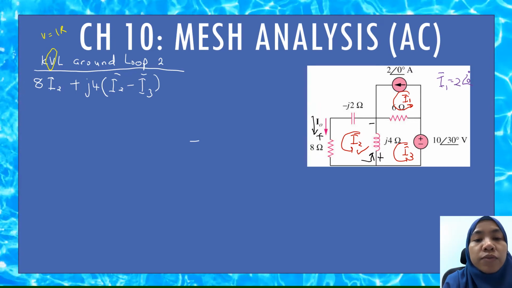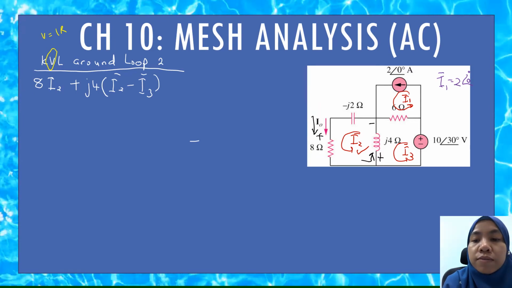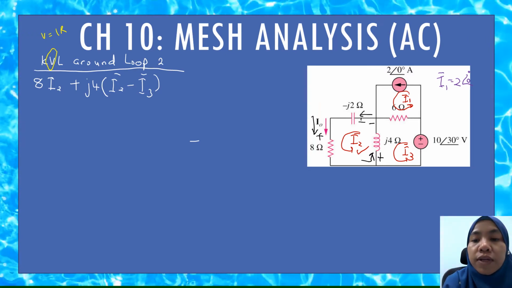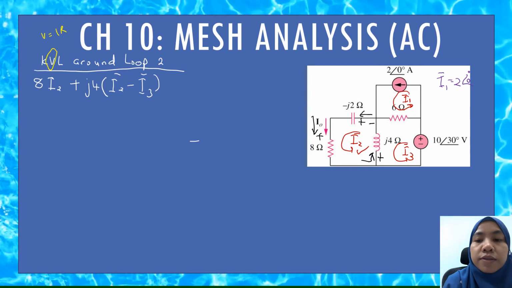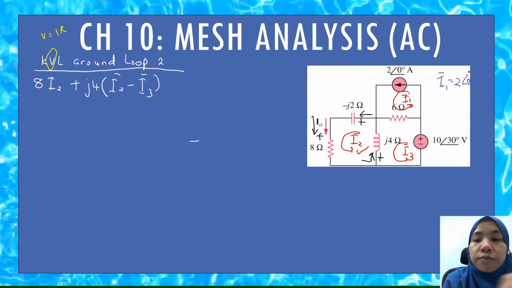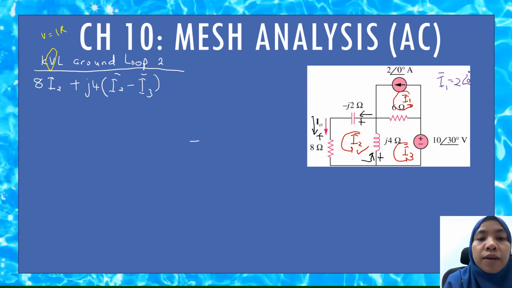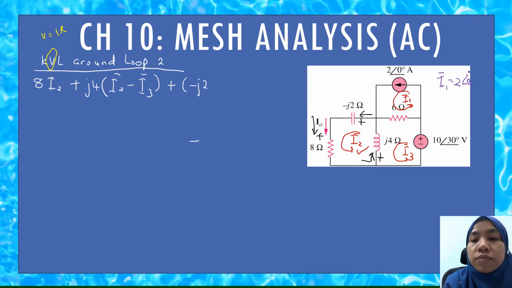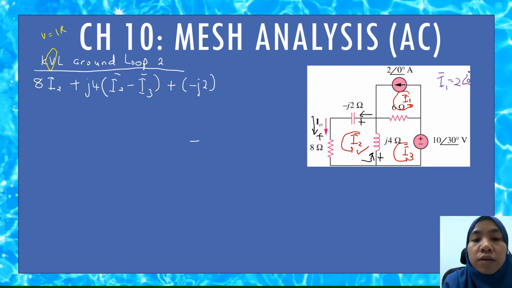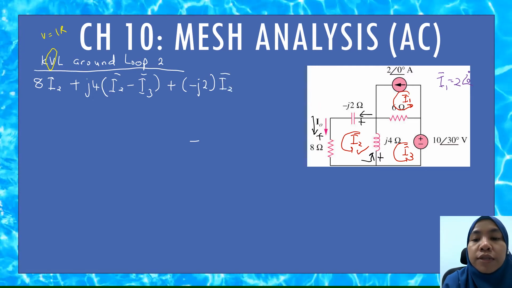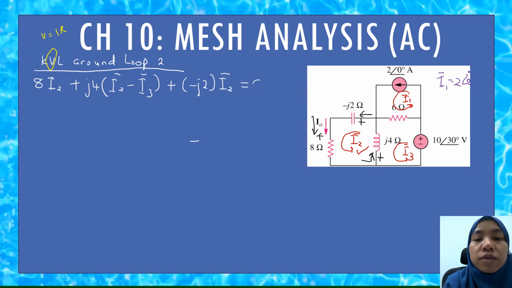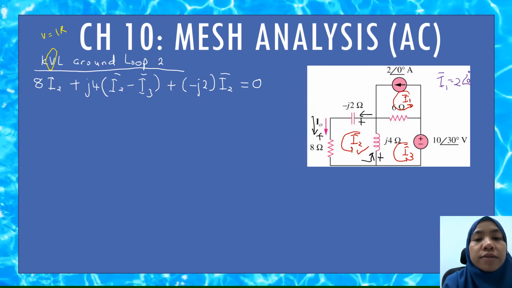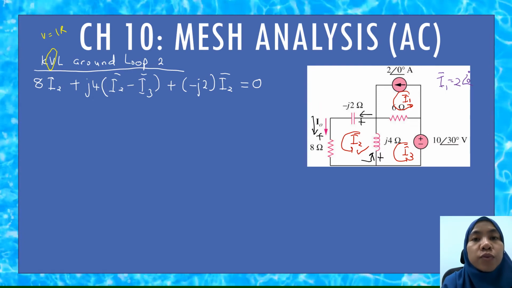And then you need to add a plus. Why plus? Because the current is entering minus j2. So you will have a plus here, plus minus j2 times I2. And since the loop is closed, it is equal to 0. And then what you need to do is rearrange this, and you get the equation for loop 2.